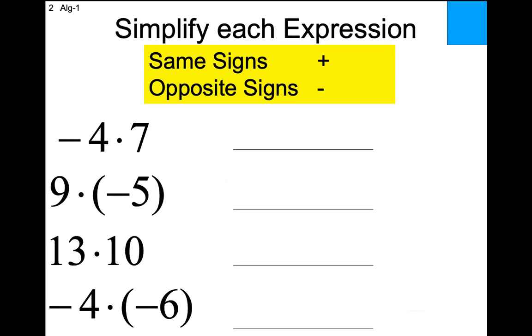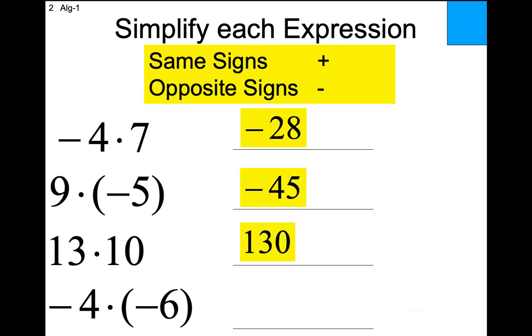Are you doing this? Grab your pencils. What's a positive times a negative? Therefore, the answer is negative. What's a positive times a positive? Therefore, the answer is... You don't have to put plus 130. Let me catch up with you, sorry. What's a negative times a negative?